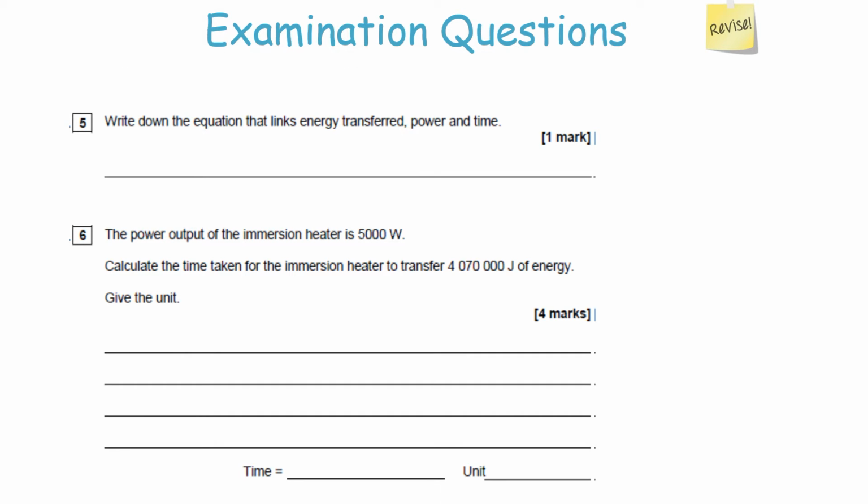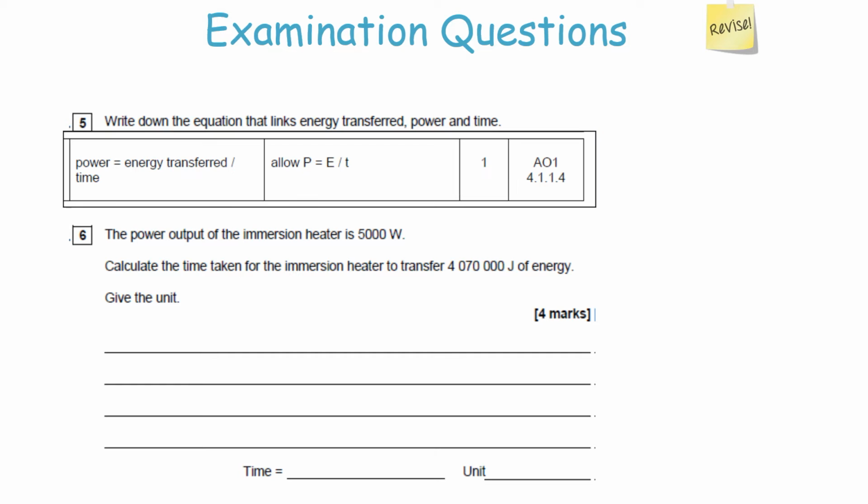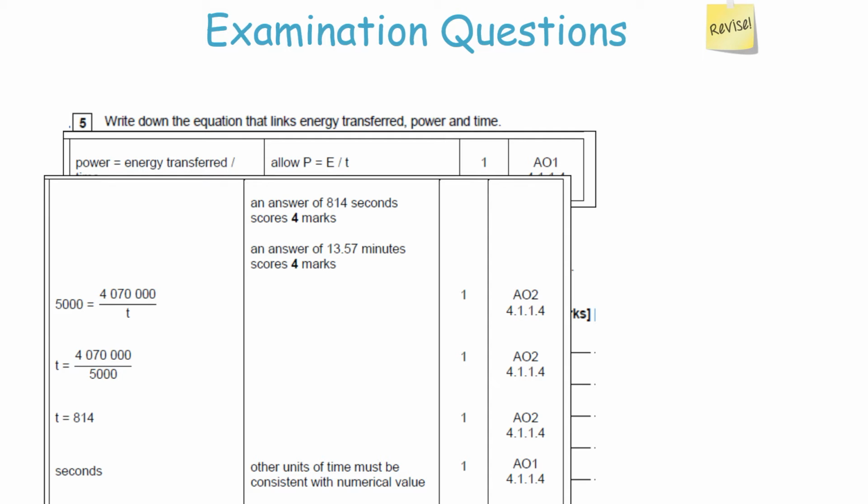Right, so first thing we've got to do is learn our equation for energy transferred, power and time. So you can either say energy transferred is power times time, or power equals energy transferred divided by time. You can use your symbols, so E equals P times T, or P equals E over T. Now the next one is to calculate the time taken to transfer the amount of energy with that power output. So what AQA suggests you do again is let's have our equation of P equals E over T. What we then do is we pop our numbers in.